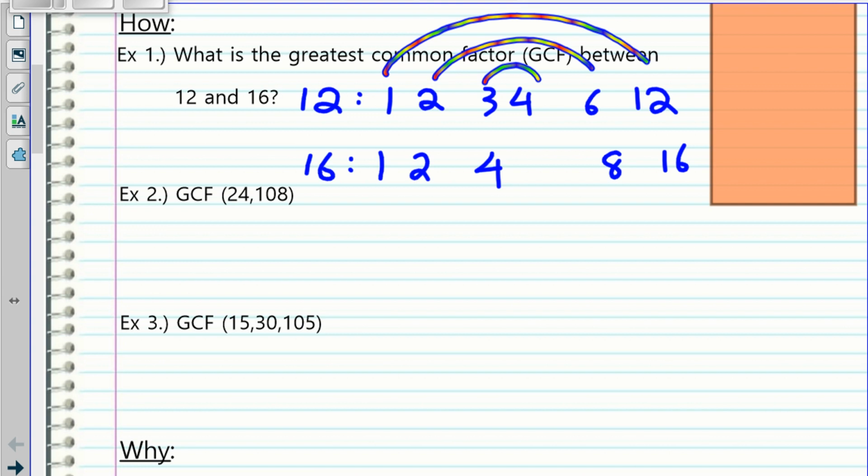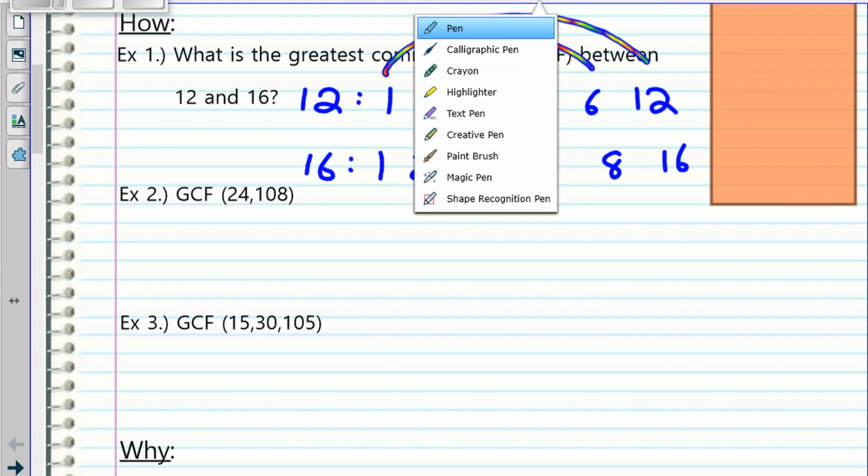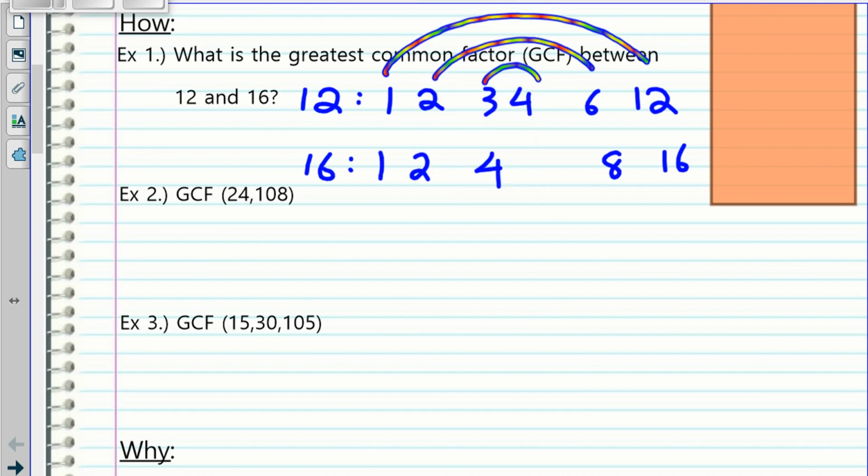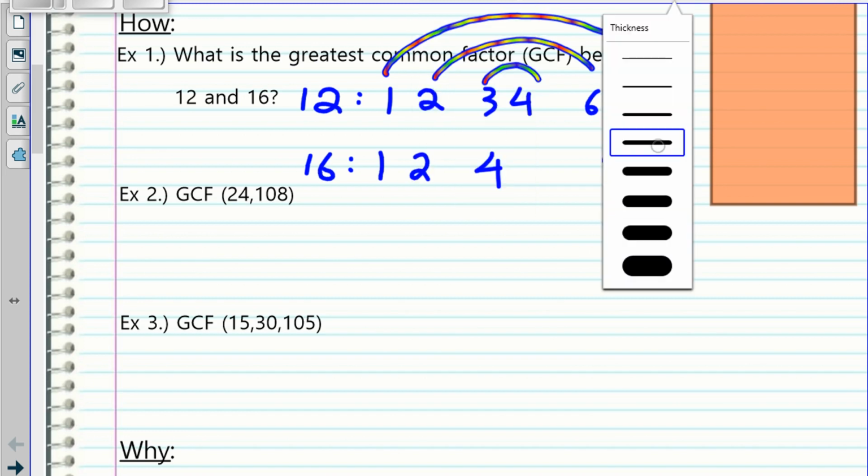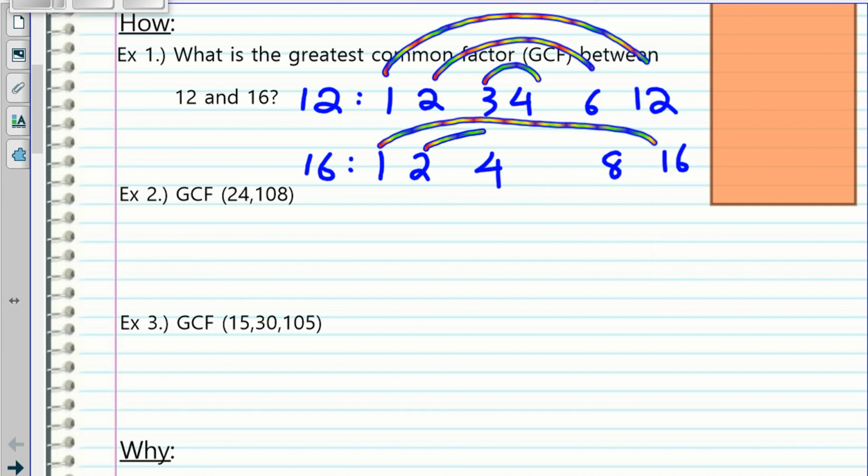And now let's do another set of rainbows. I won't do it for the problems later because that would take too much time. So let's do that. Now, let's take a look then.